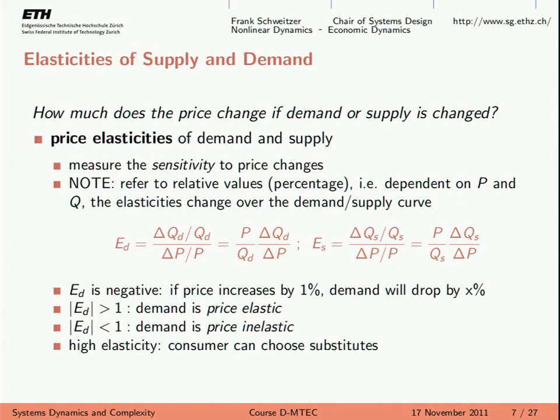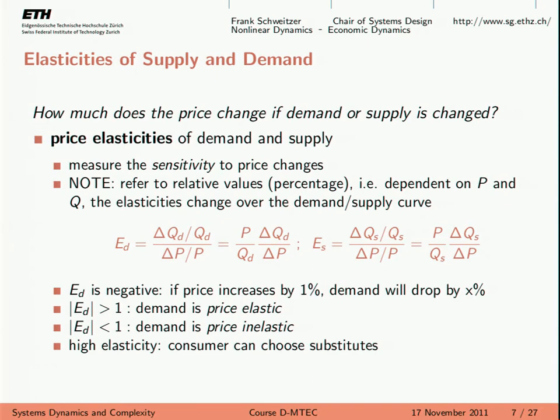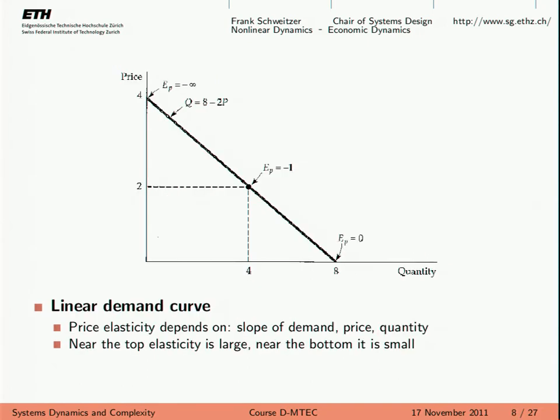Now, when we talk about percentage changes, it's important to realize that the elasticities of supply and demand are not constant along the whole demand line. Here is an example. If you have the demand function 8 minus 2p, where p is the price, this is the elasticity of demand, ED in that notation, not EP. It's a bit confusing, but you can make a note, it's ED. You see the elasticity of demand for very low quantities and very high price is almost infinite. So the demand is very elastic here, and here the demand is very inelastic.